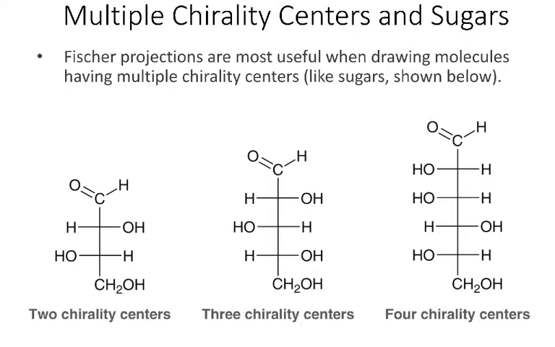One of the most useful uses of Fischer projections is for representing molecules that have multiple chirality centers. Most often, Fischer projections are used to represent sugars, which we'll get to in the second semester of organic chemistry. But when we draw these Fischer projections, wherever we have the crosses, the center of that cross is a chirality center. So I can immediately look at this molecule and see that it has two chirality centers. This one has 3, and this one has 4.